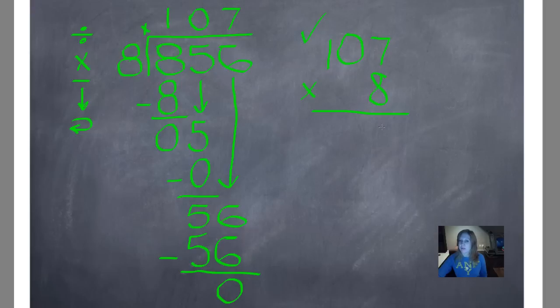8 times 7 is 56. Carry my 5. 8 times 0 is 0. Plus 5 is 5. 8 times 1 is 8. I didn't have any remainders to add, and my product is the same as my dividend, which means that my quotient is correct.